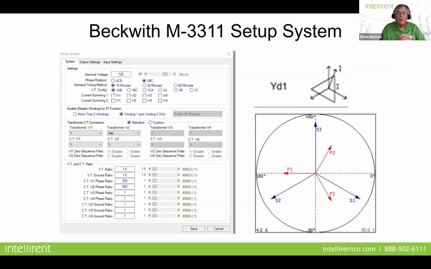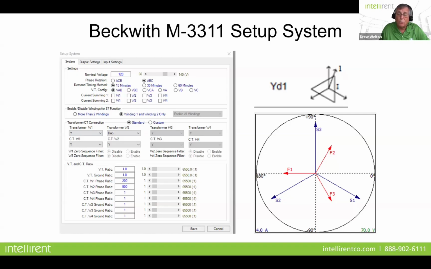So when we go to set up the Beckwith system, one thing I always liked about the Beckwith relays is the settings are actually quite easy to understand. They're very graphical. For instance, your nominal voltage, your CT windings and how they're connected, whether Y connected or delta connected, and your CT ratios for the primary and the secondary side are all easily settable right in these little setting boxes right here.